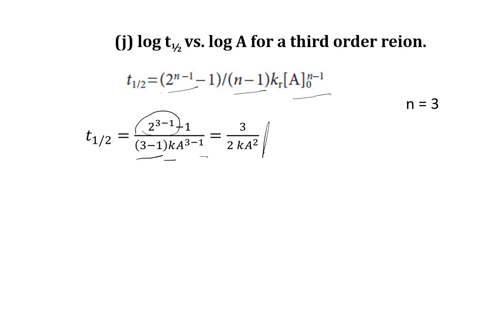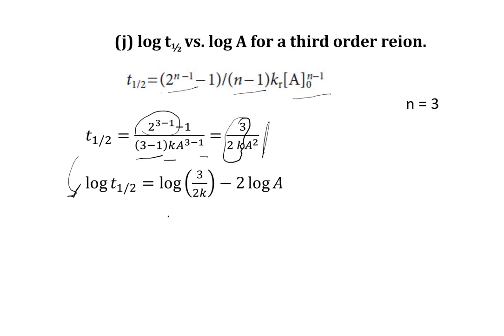Now you have to plot log, so you have to take the log. So t half gives you log t half, and 3 by 2k, so you are separating log of 3 by 2k. Now a square is in the denominator, so a to the power minus 2, and taking log, minus 2 log a. So again this is y equal to mx plus c, but this time the m is negative because minus 2 is there. So the plot would be like this.